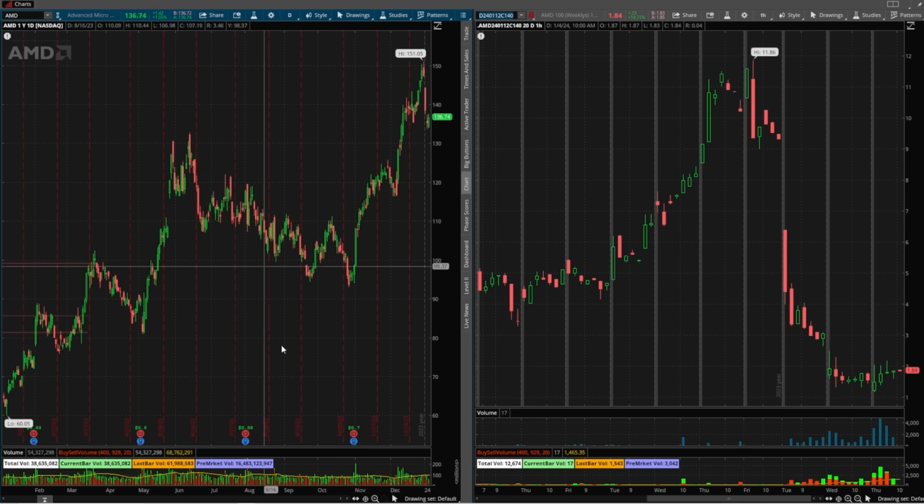So we're going to just look at a couple of call charts on AMD, just because with chip names like Nvidia and AMD, they've had a lot of volatility over the past year or so with all the AI news. So let's take a look at the AMD chart. So here's the AMD daily chart.